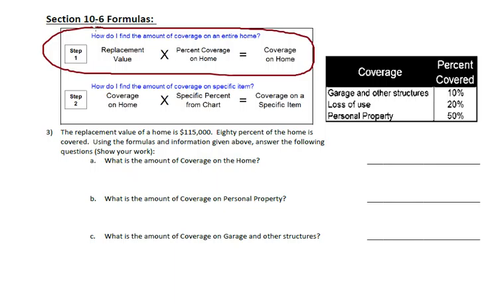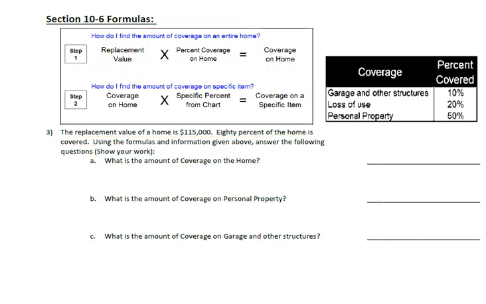So for step 1, what you do is you take the replacement value of the home and you multiply it times the percent coverage on the home. Now, you might be looking at this and going, okay, I see the replacement value right there, so I'm going to multiply that times the percent coverage on the home. Well, what is the percent coverage on the home? Well, folks, it's right here. 80% of the home is covered. So you're going to take 80% times 115.